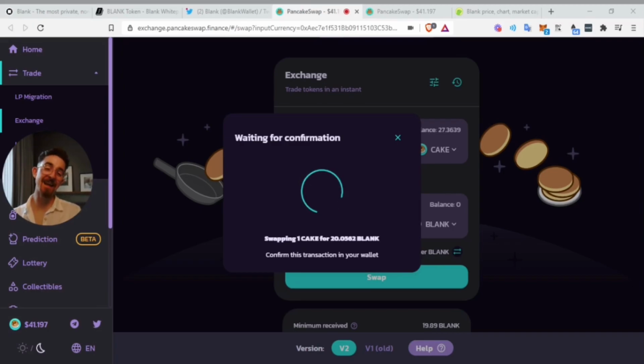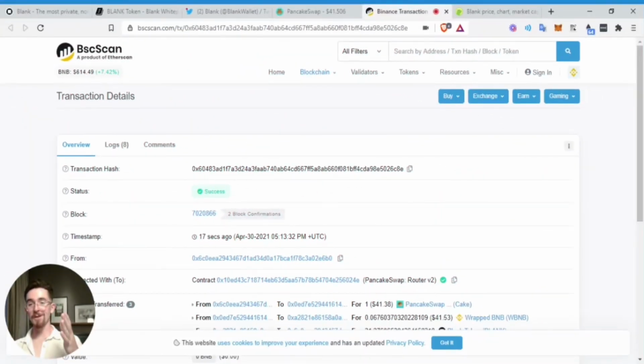But let's see. As I was saying, usually it's very, very fast, but again, it shows the example why something like Solana is incredible. Hopefully this loads. Let's hope. All right, we're good to go. The transaction confirmed. We can see it here on BSC Scan. This is essentially the block explorer for the Binance Smart Chain ecosystem. Had to cut out the middle period there.